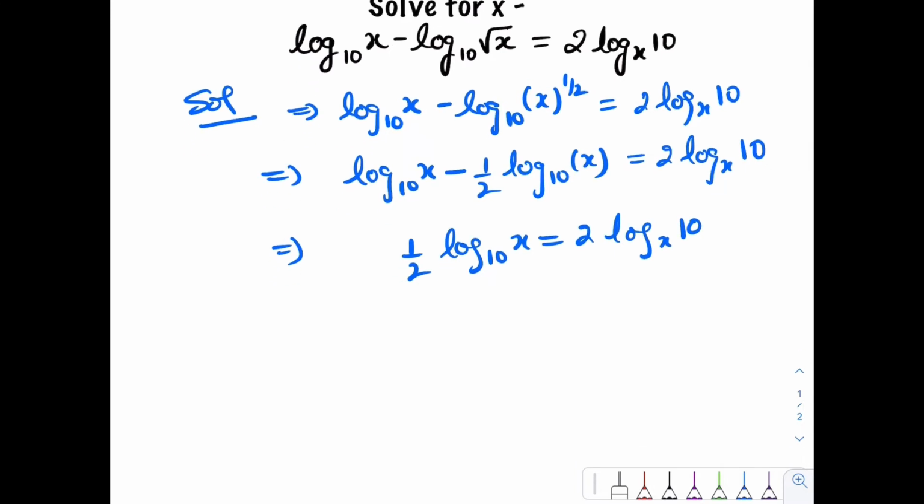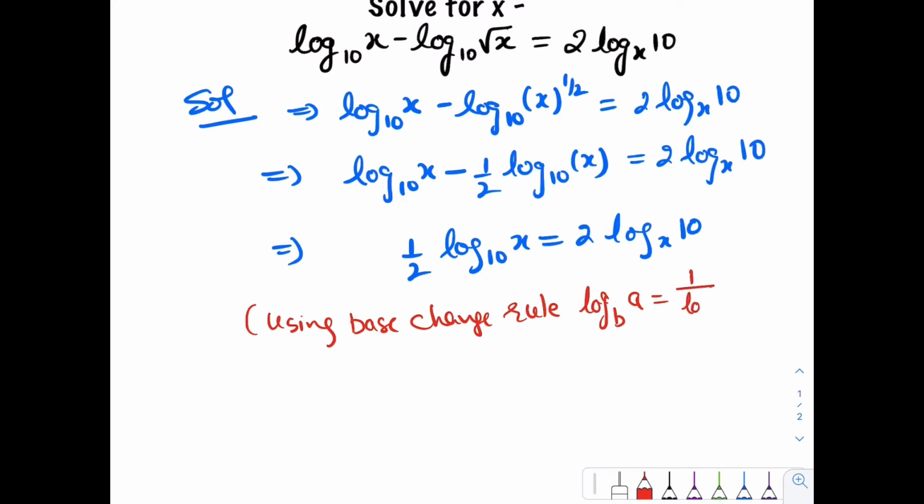Now using the base change rule. The base change rule is: if we have log base b of a, we can write it like this: log base b of a equals 1 by log base a of b. So we can write like this.